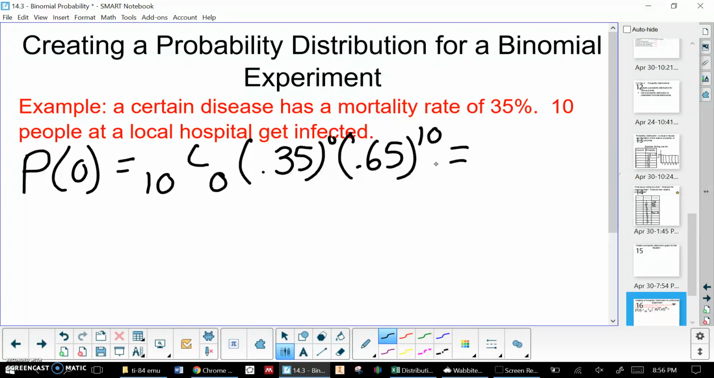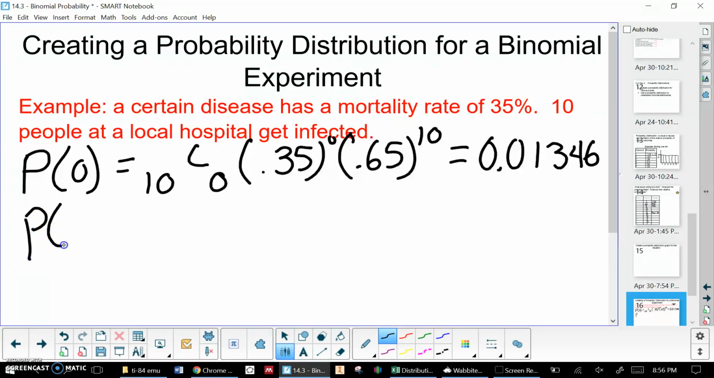And I don't know, a few of you yesterday found out that this is actually fairly easy to do on your calculator. It has tools for this right in it. So if you wanted to, you could certainly look for that. So this is giving me 0.01346. So about a 1.3% chance that nobody dies. And we can keep doing this.